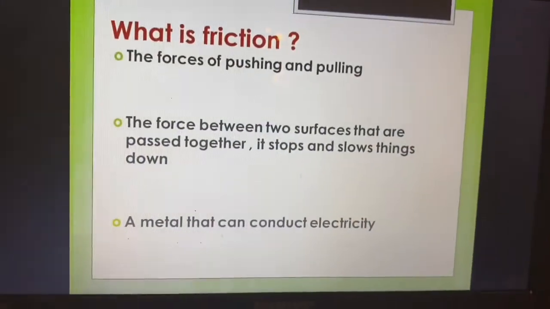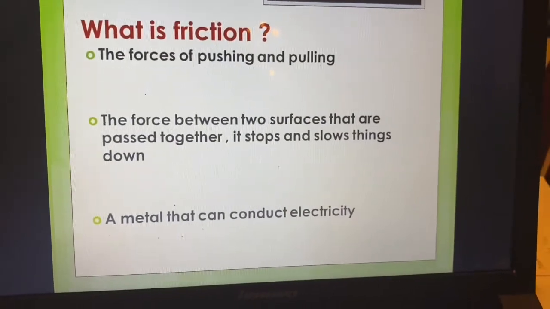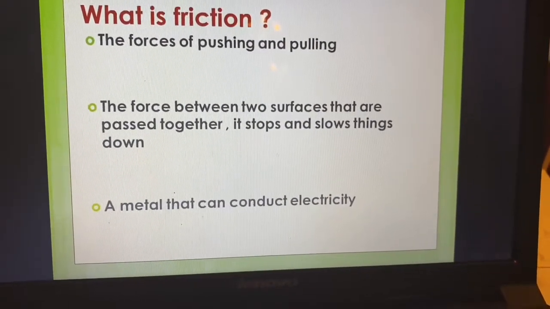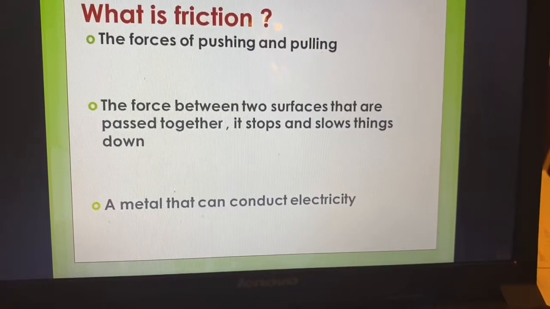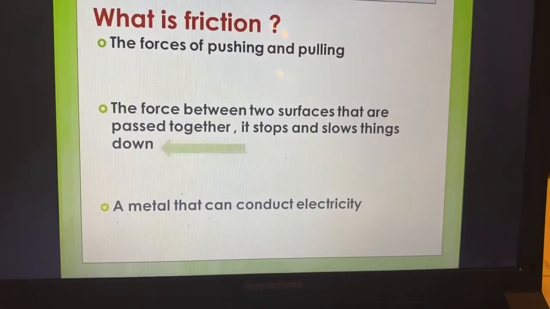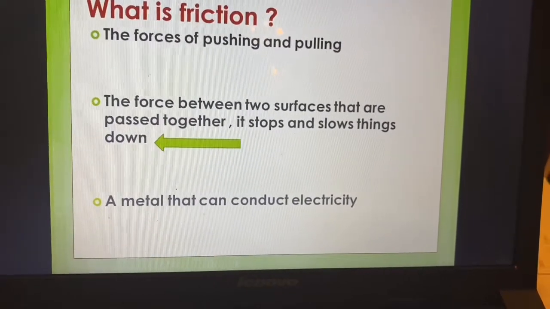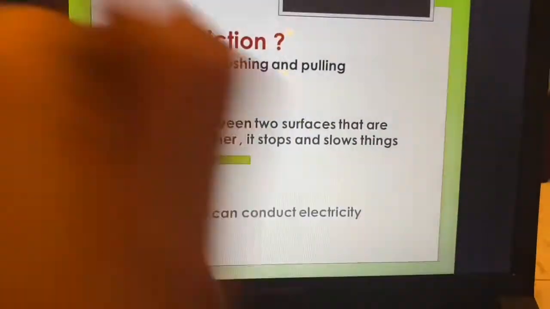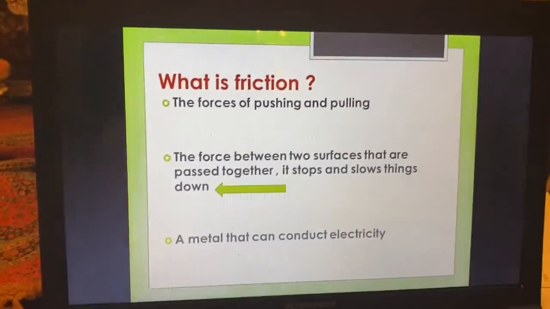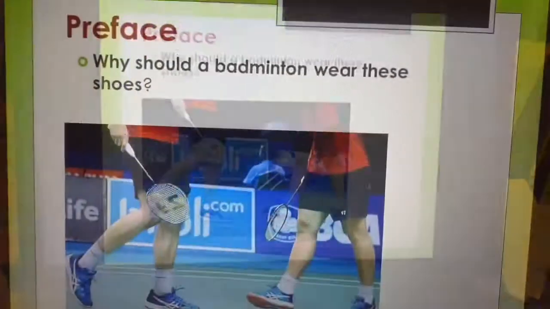Okay, so what is friction? Is it the force of pushing and pulling, or the force between two surfaces that are pressed together? It stops and slows things, or a metal that can conduct electricity. We said that it is a force between two surfaces that rub together, and it stops and slows motion. Friction always stops and slows. Okay, let me ask you this question.